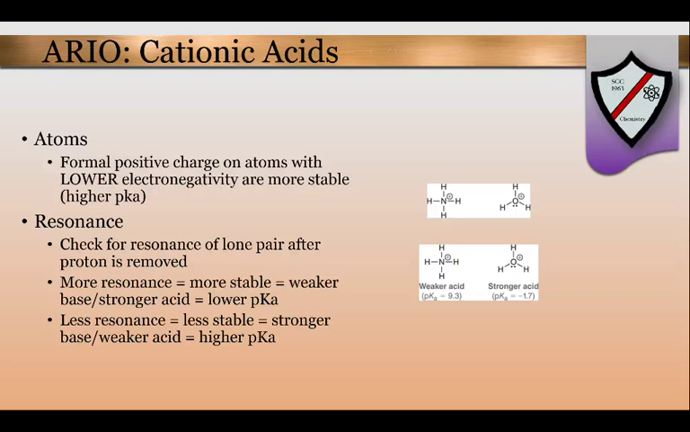And so therefore we can say that nitrogen atoms with positive charge, those protons are weaker acids than oxygen atoms that have a positive charge like you see here, because the hydrogen is less likely to leave that position from the nitrogen than it is from the oxygen.